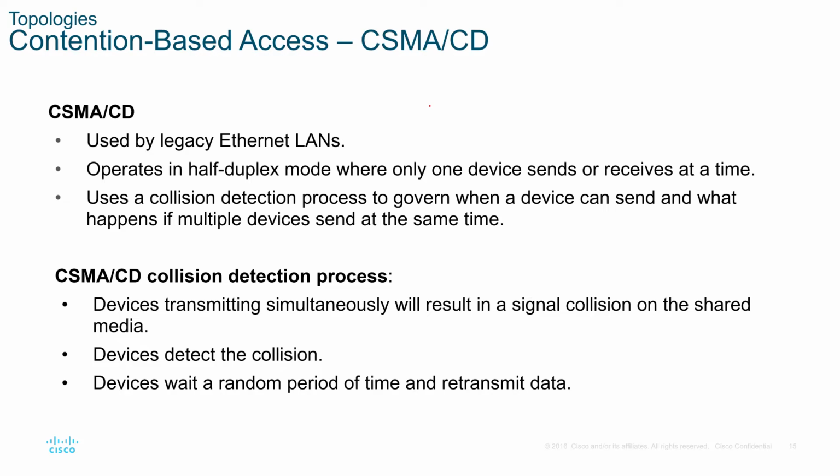Carrier sense multiple access with collision detection. It's used by legacy Ethernet, operates in half duplex mode, where only one device sends or receives at a time, and uses a collision detection process to govern when a device can send and what happens if multiple devices send at the same time. As previously discussed, if there is a collision, a jam signal is sent out, random timers are employed, and the first host whose timer has run out is able to transmit after performing a listen before send operation.